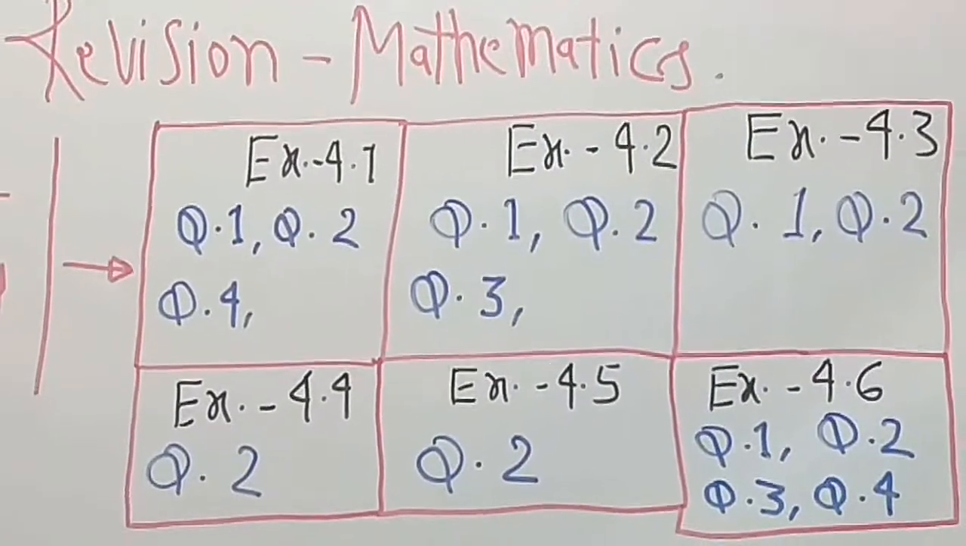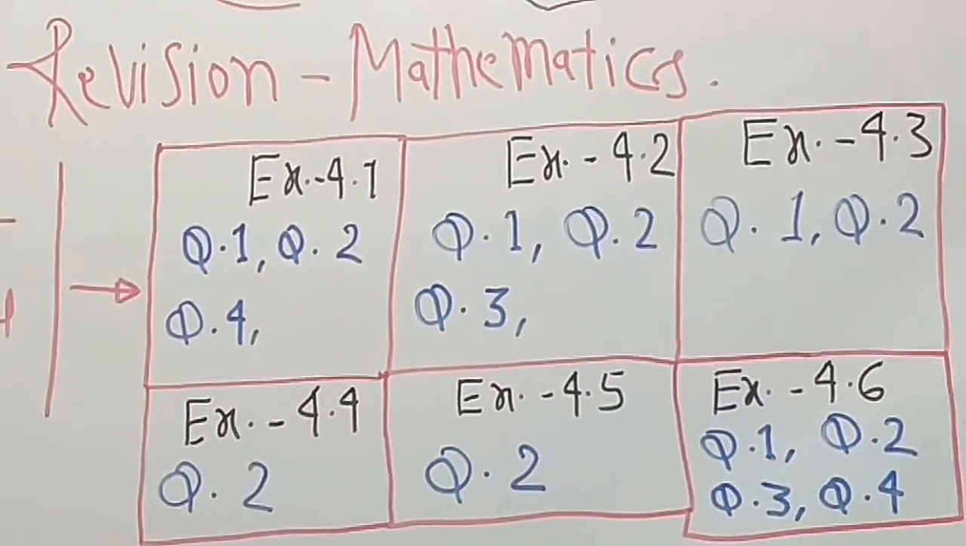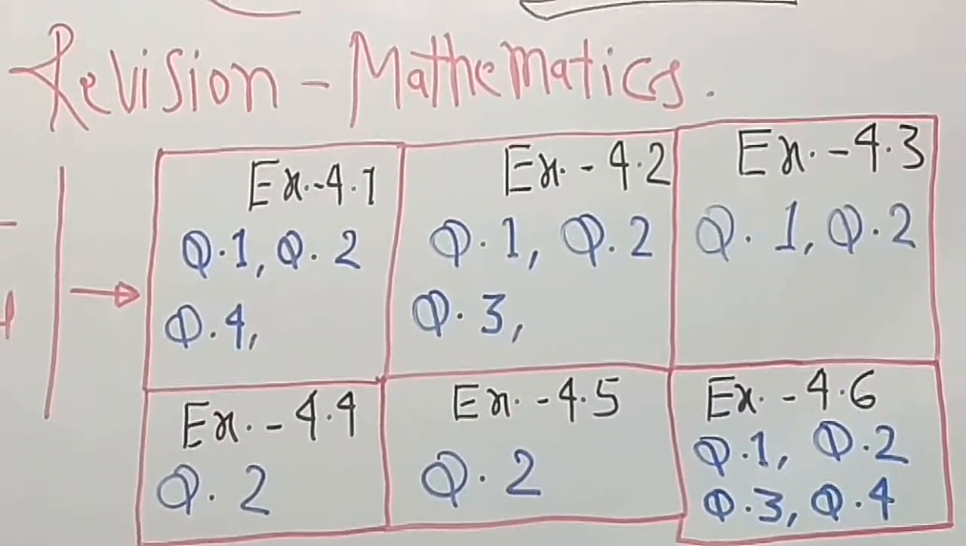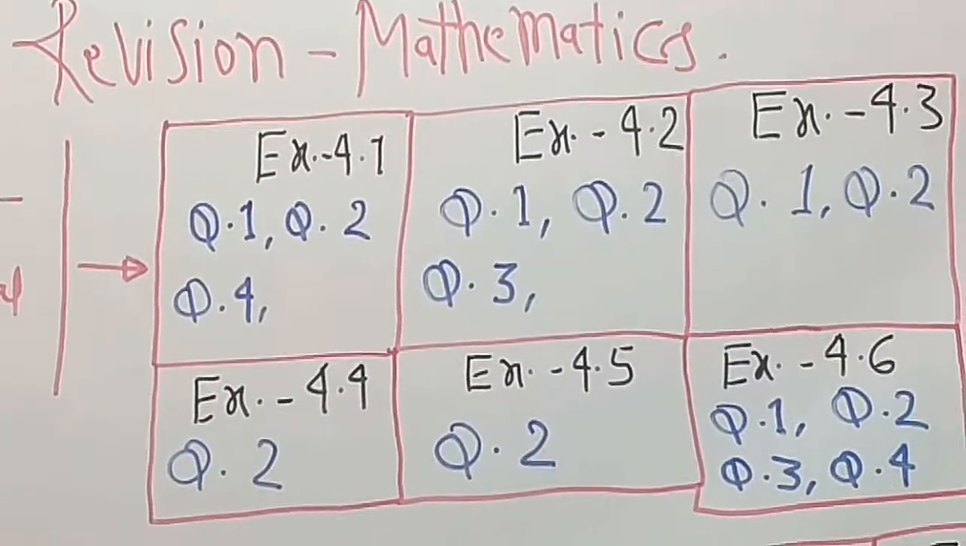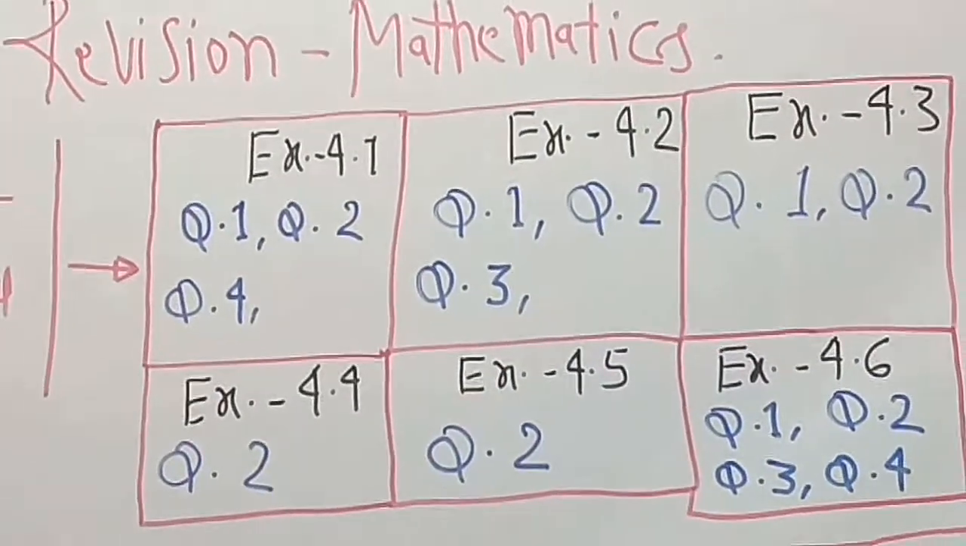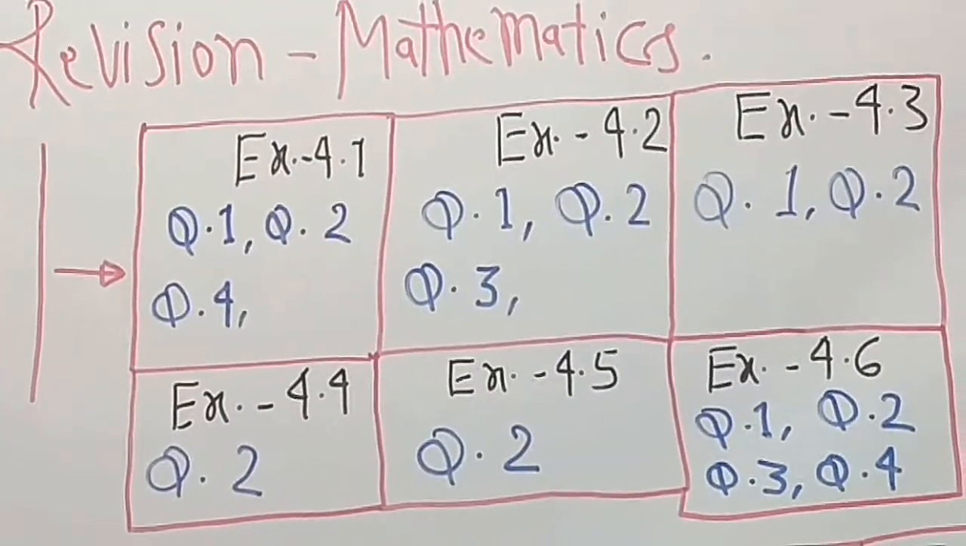Exercise 4.4, question number 2 is important in this exercise. Question number 2 is identify 3 triangles in the given figure. Write the names of 7 angles. Write the names of 6 line segments. Which 2 triangles have angle B as common? So lines and the related terms are covered in this question.